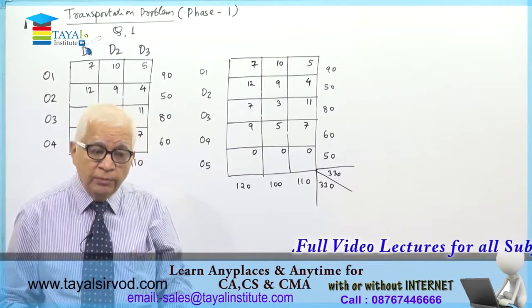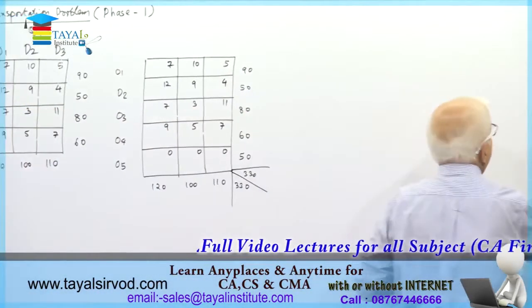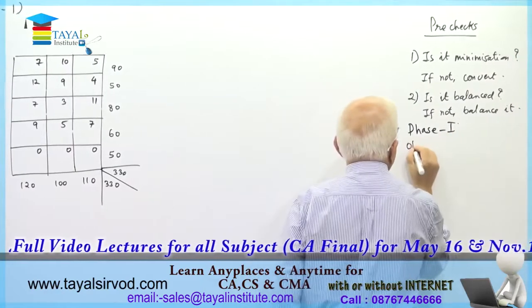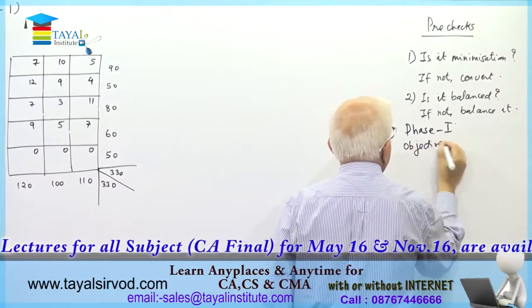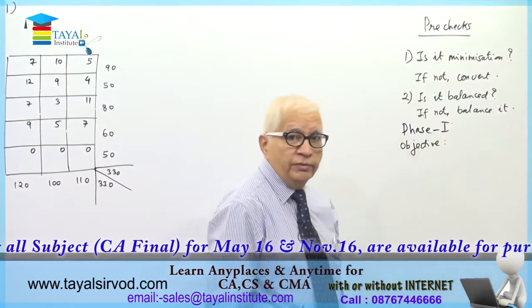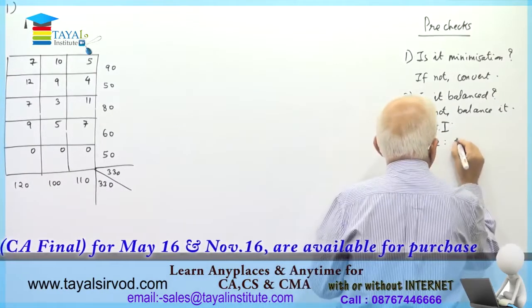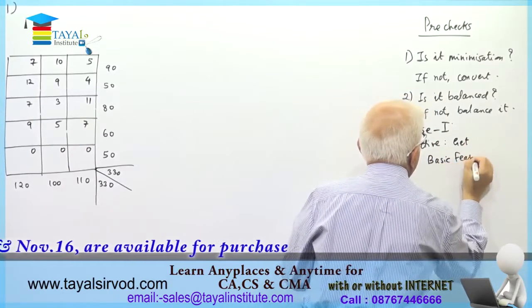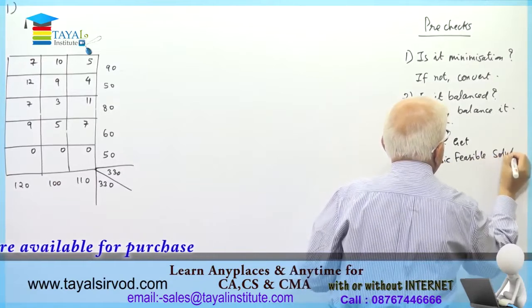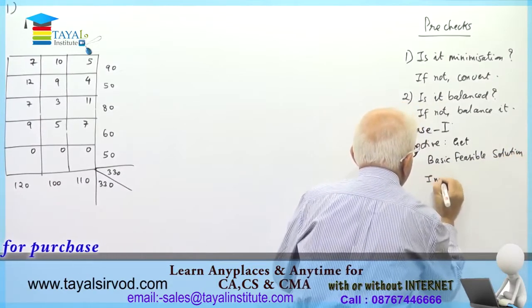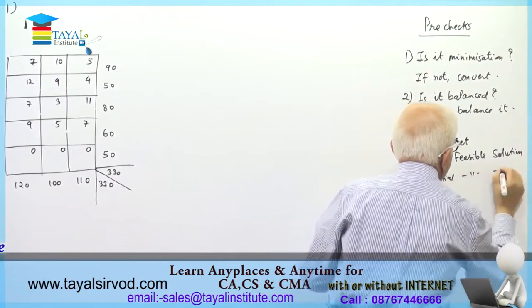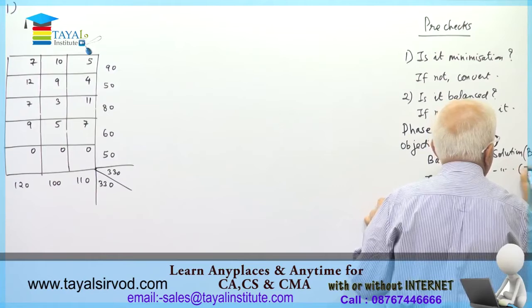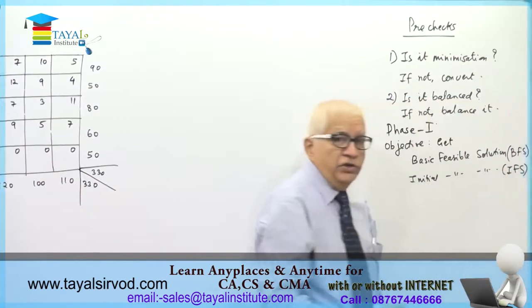So therefore the purpose of phase 1, I'll write here phase 1. Objective. What is the objective? Get a solution. We call it get basic feasible solution or initial feasible solution. This is sometimes known as BFS for basic feasible solution or IFS initial feasible solution.